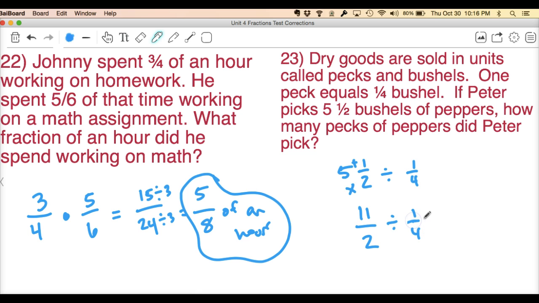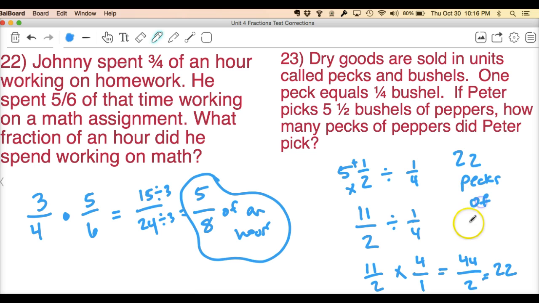Well, now when we divide fractions, we multiply by the reciprocal. So our first fraction stays the same, the dividend stays the same, and our divisor is going to be the reciprocal. So we have 11 times 4 is 44. 2 times 1 is 2. And when we simplify that, we get 22. And we go back to our question, how many pecks of peppers. So it will be 22 pecks of peppers. So this means that there are 22 1/4 servings basically in the 5.5 bushels.